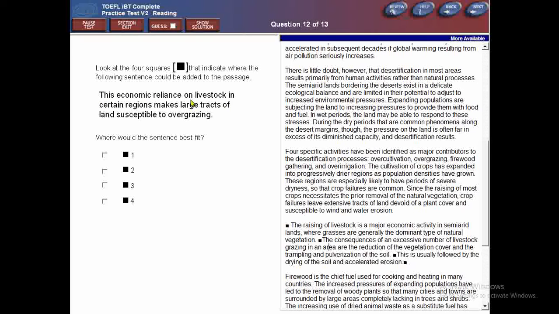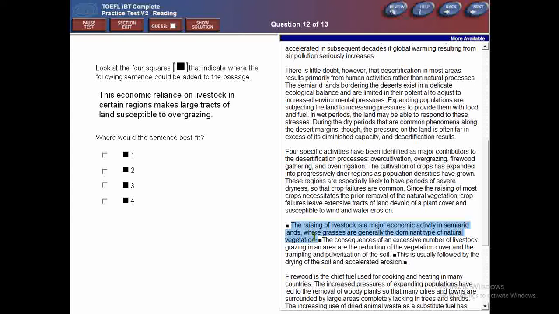This economic reliance on livestock, okay? This phrase is a very important factor for answering this question. The keywords "economic reliance on livestock" are also important. So the raising of livestock is a major economic activity in semi-arid regions, lands where grasses are generally the dominant type of natural vegetation, susceptible to overgrazing.